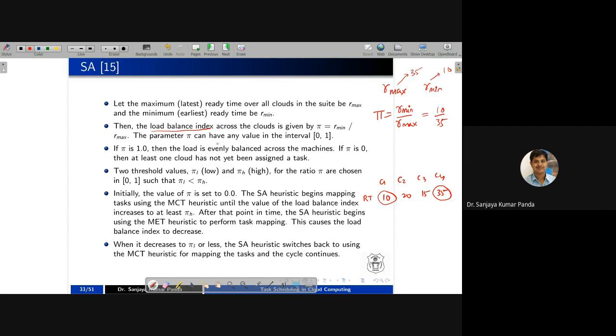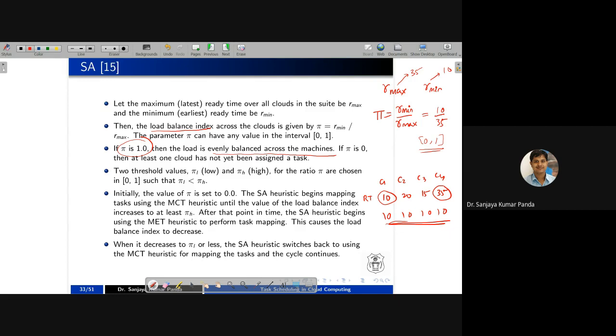So the parameter pi can have any value in the interval of 0 to 1. Obviously, the maximum value is more in comparison to the minimum value, or in the worst case, the maximum value is the same as the minimum value, right or not? So always the interval you will find in the range of 0 to 1. If pi is equal to 1, that means Rmin is equal to Rmax. Then the load is evenly balanced across the machines. For example, 10, 10, 10, 10. Rmin is 10, Rmax is 10, pi is 1. That means load is equally balanced among all the clouds.